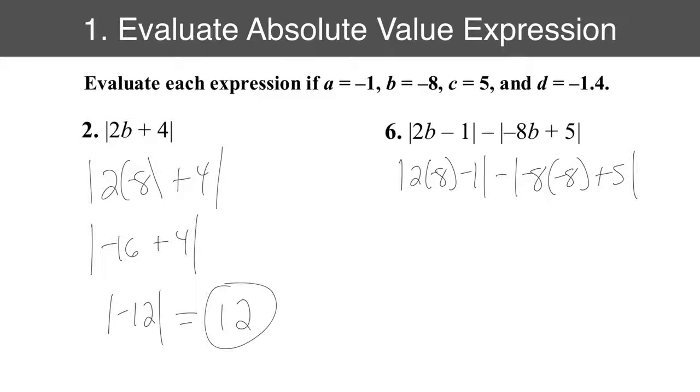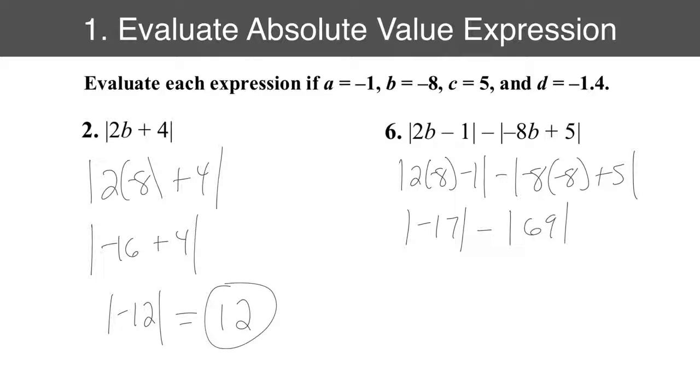So we're going to work each one of these absolute values out first, take the absolute value, and then at the very end subtract them. So let's look at the first one. 2 times -8, that would be -16 again, and then -16 minus 1 would give us -17. So on the first one we get the absolute value of -17. Then minus the absolute value. In the second one we have -8 times -8, that will give us a positive 64, and then 64 plus 5 is 69. So in the second one we get the absolute value of 69.